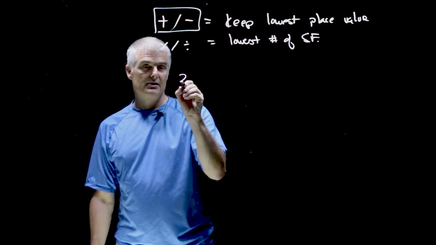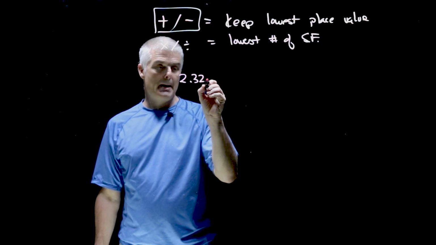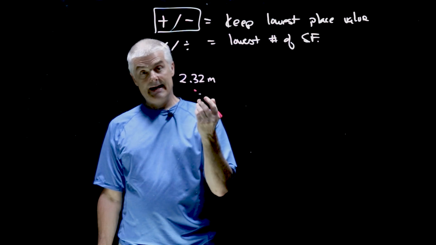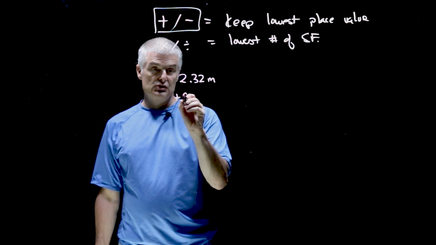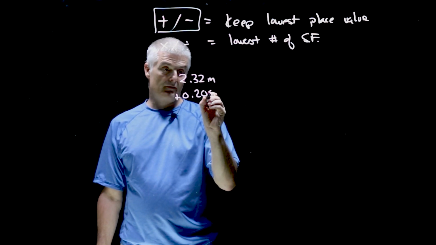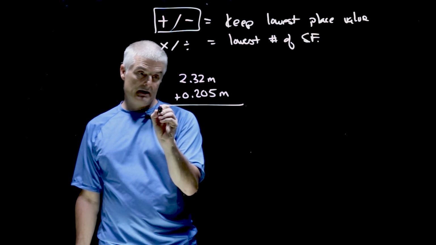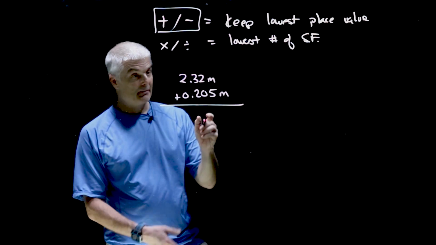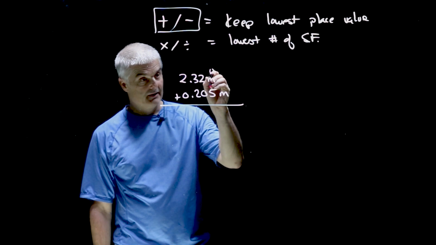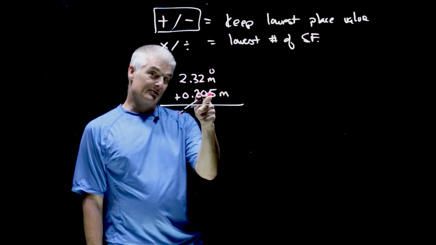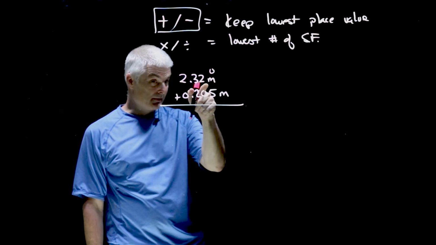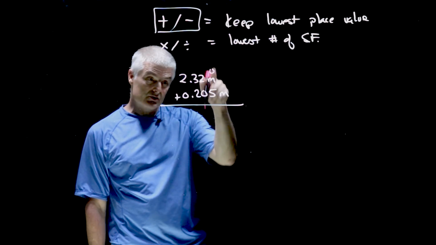So let's say I want to add 2.32 meters to 0.205 meters. Now if I were to add this up, your math teachers all told you to put a 0 right here, but the reality is we don't know if that's a 0, do we? Because when it's a measurement, we just don't have a good measuring device. But let's just add them up.